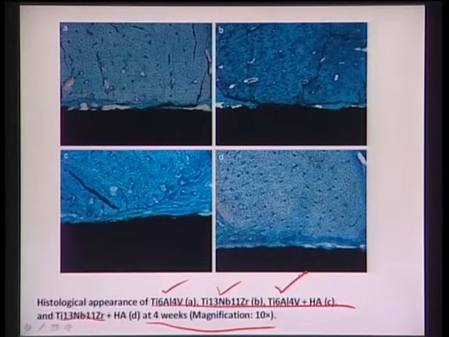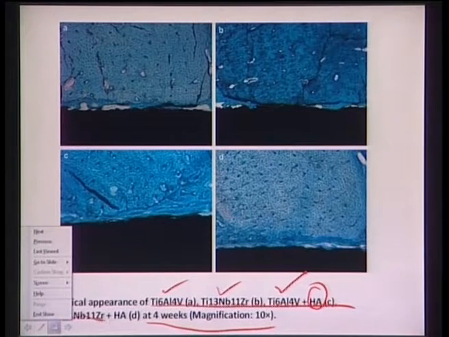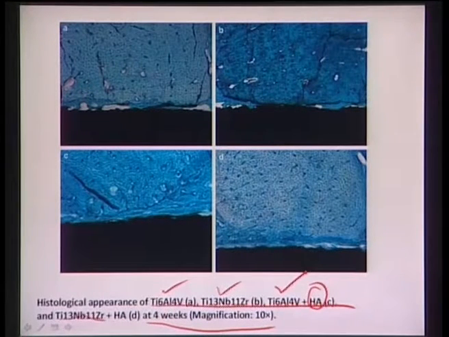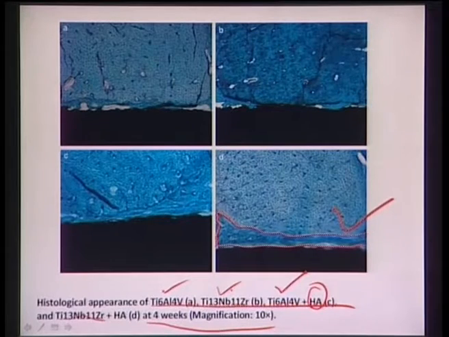Ti6Al4V, that is titanium 6% aluminum 4% vanadium, plus hydroxyapatite, which means this is in the form of hydroxyapatite coatings. Then you have this Ti13Nb11Zr plus hydroxyapatite, the same alloy but with hydroxyapatite coatings, after 4 weeks. And what you see in this Ti13Nb11Zr plus hydroxyapatite is that it does not show much toxicity response, and you have this fibrous tissue forming, and you can see there are different cells. These are like osteocytes and osteoblast cells.